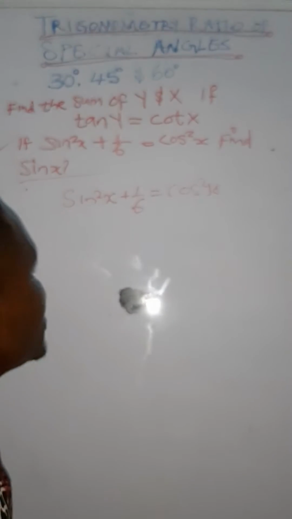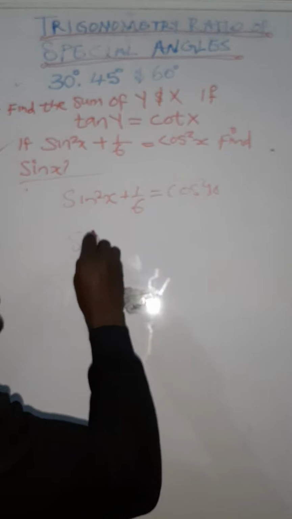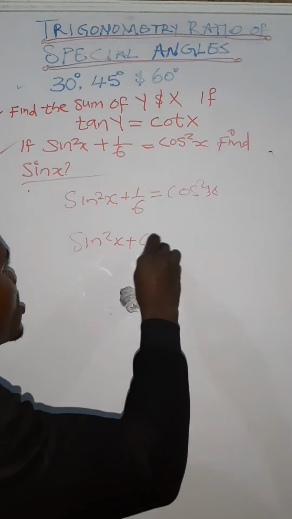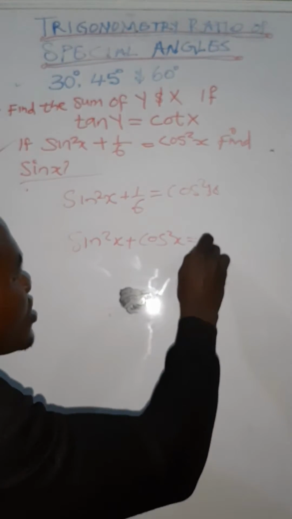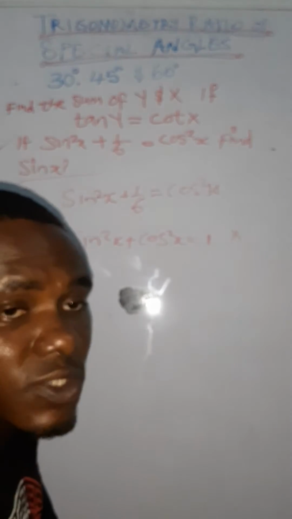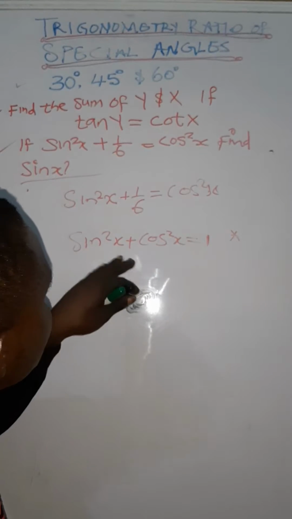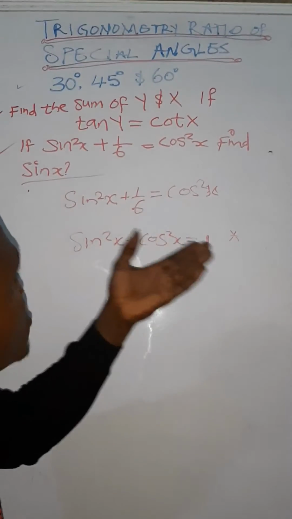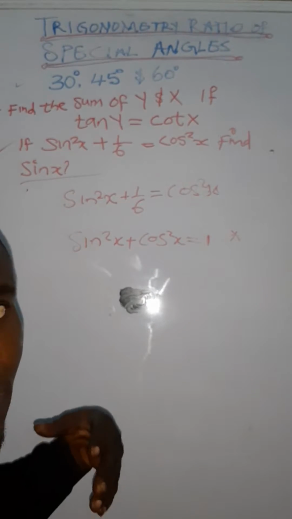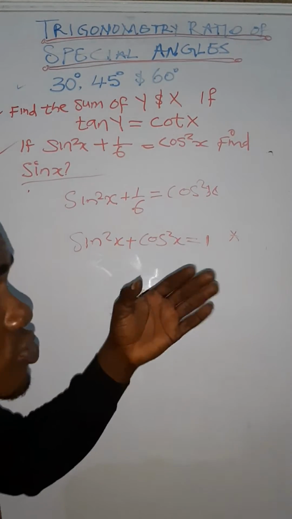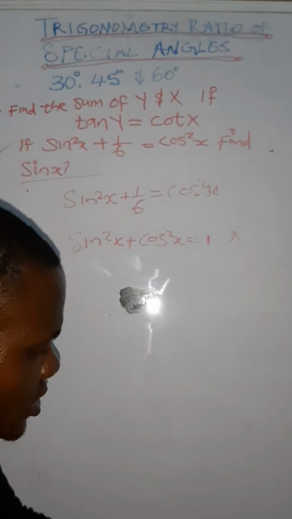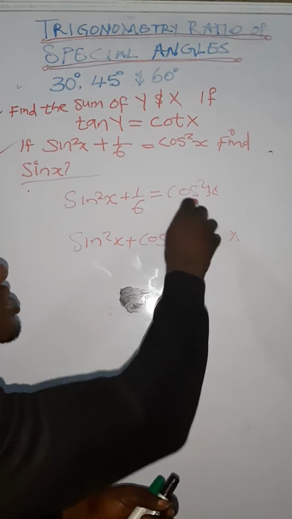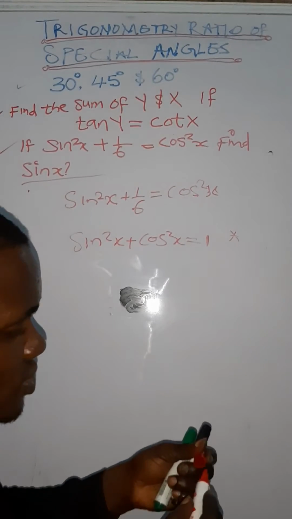In trigonometry, there is what we call the sine law, which is sine square x plus cos square x equals 1. You have to memorize this, it will help you out. If sine square x plus cos square x equals 1, and I need to eliminate cos square x because I only need to find sine x, the first thing to do is to eliminate cos square x. I will make cos square x the subject of the formula, then put it into this equation, then I will have sine square x left.